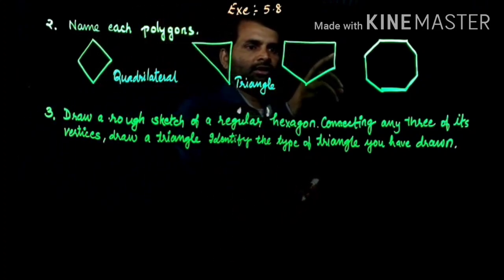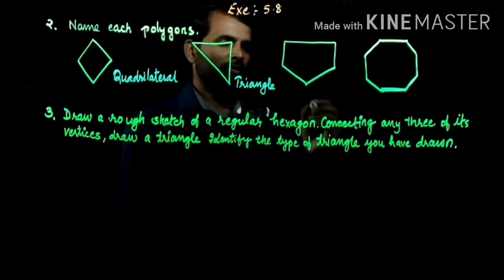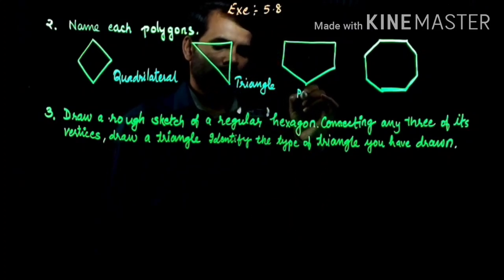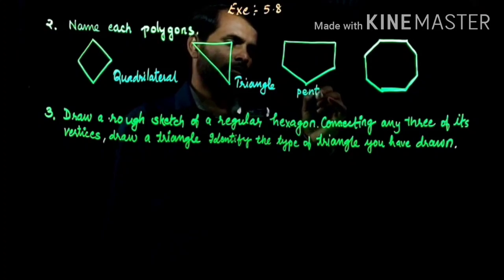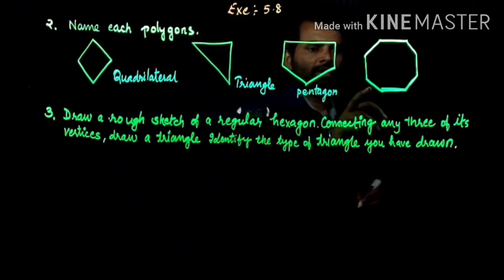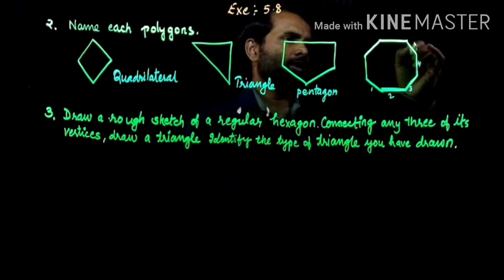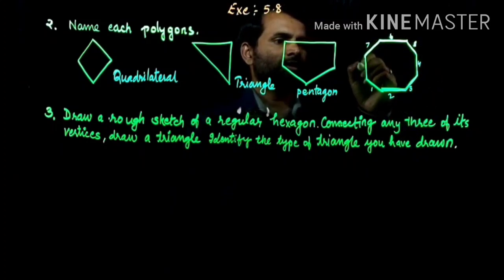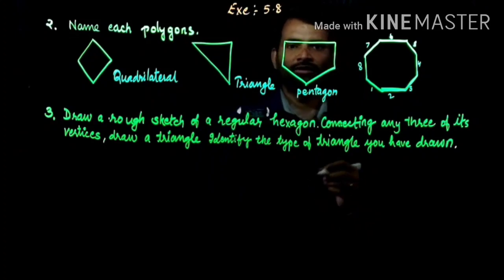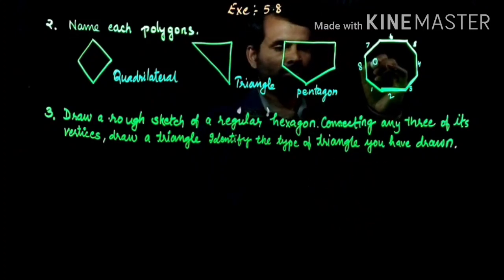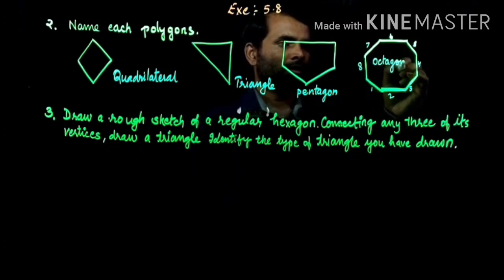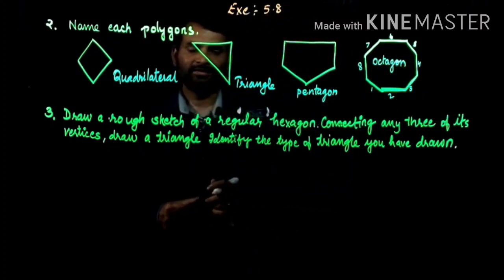Here 1 2 3 4 5 sides, a 5-side polygon is called a pentagon. And here 1 2 3 4 5 6 7 8 sides. An 8-side polygon is called an octagon. Here a 6-side polygon is a hexagon. Okay.